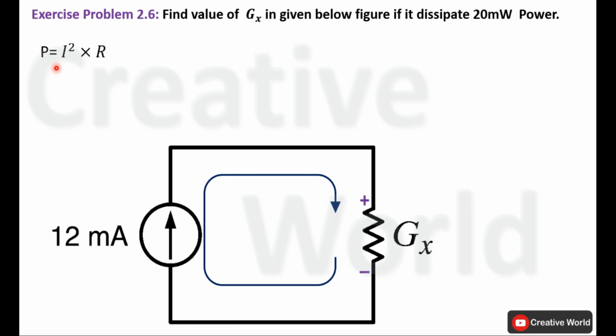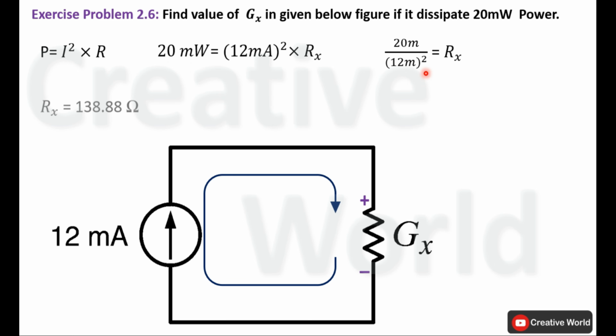In this equation we know the value of power and current. Power is 20 milliwatt and current is 12 milliampere. Enter the known values inside this equation. P equal to 20 milliwatt and I is equal to 12 milliampere. Now in order to calculate the value of Rx, divide on both sides with 12 milliampere. Solve this equation to calculate the value of Rx, that is 138.88 ohm. We have calculated the value of this resistance.